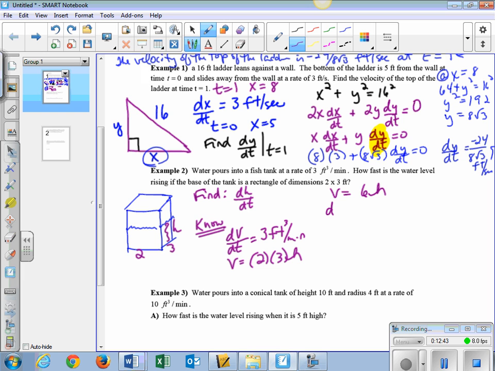All right, so my dV/dt, the derivative of the volume with respect to time, is going to be 6 dH/dt. So now let's plug in what we know. We're just trying to find dH/dt. We know dV/dt is 3, so 3 equals 6 dH/dt. So dH/dt is just 1/2.